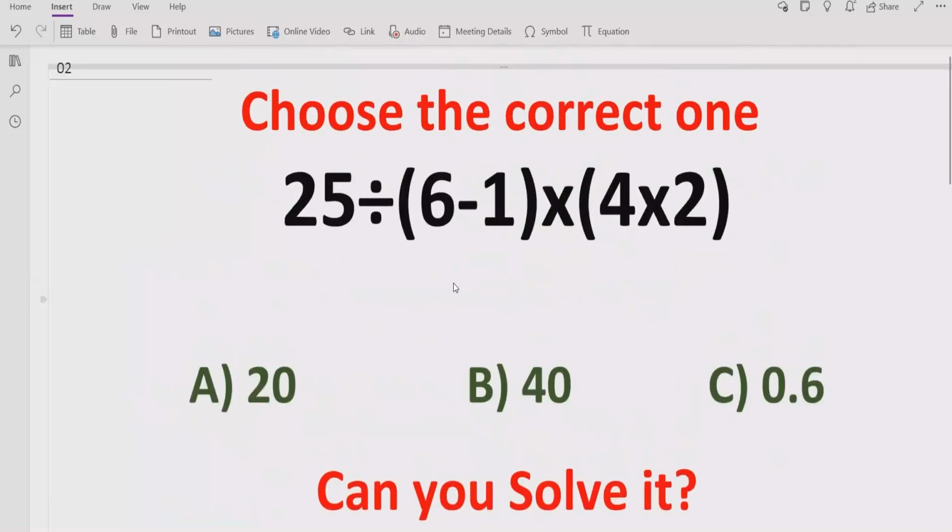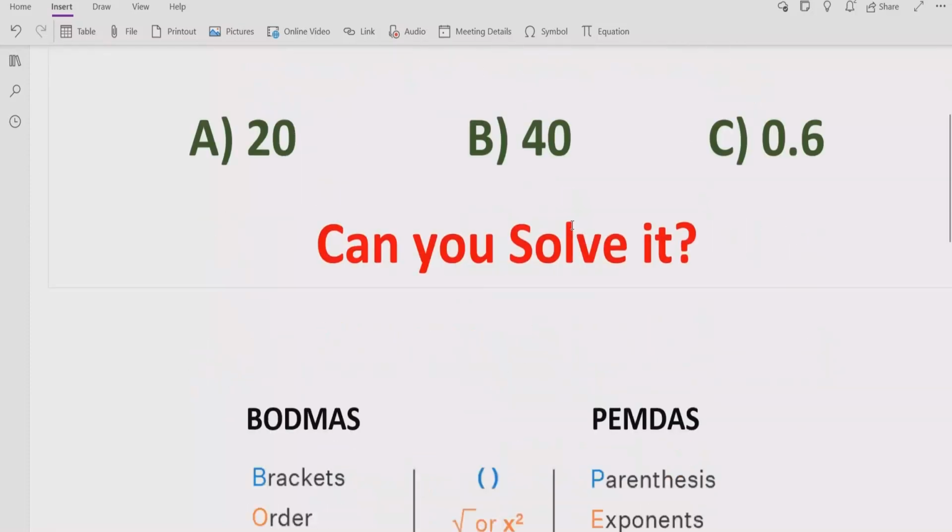Today we will solve another quiz which is related to arithmetic expression. It is very simple quiz. Basically here we have three basic operations: minus, multiplication and division. So we have to solve this quiz using PEMDAS and BODMAS method and find out the correct result. In the answer list we have three answers: A is 20, B is 40 and C is 0.6.